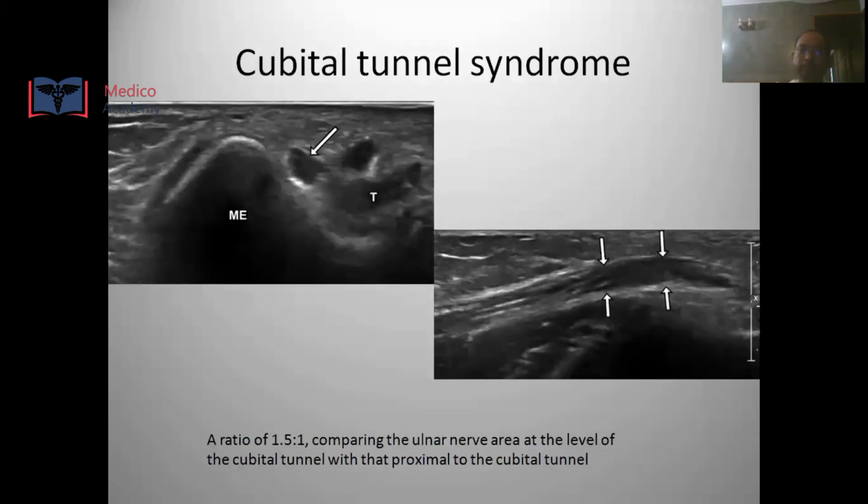In case of cubital tunnel, you have to again take, like in carpal tunnel, two planes where you take the area. One is within the cubital tunnel and one is just proximal to the cubital tunnel. You are seeing the short axis view within the cubital tunnel, and this is a long axis view where you are able to see the thickening of the nerve, and there is decreased echogenicity of the nerve as well.